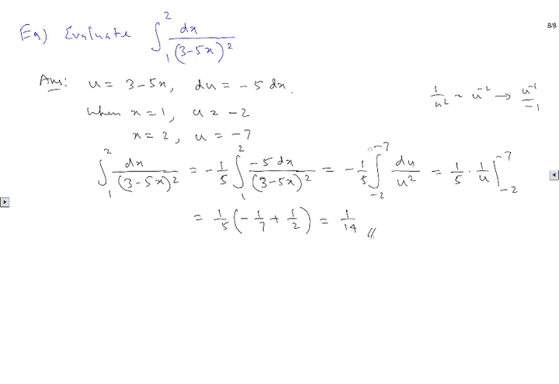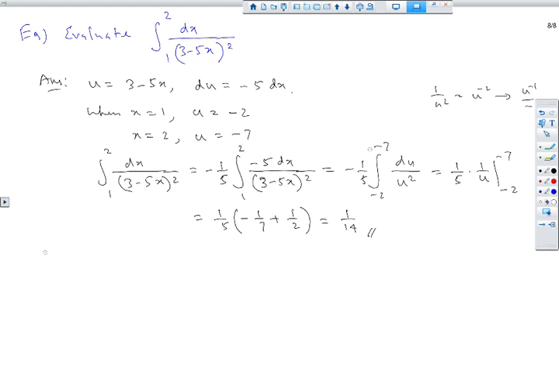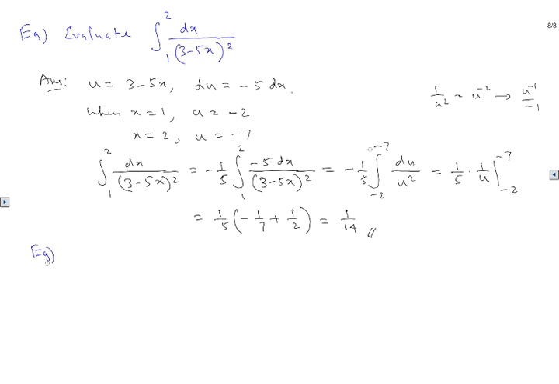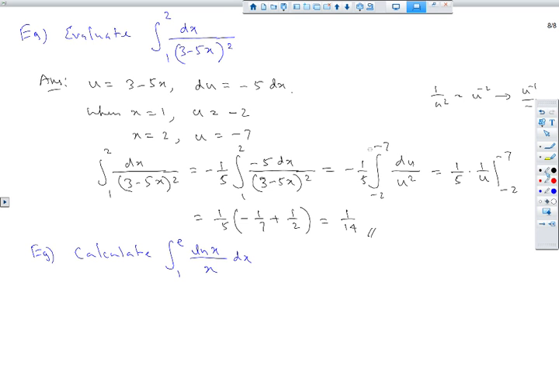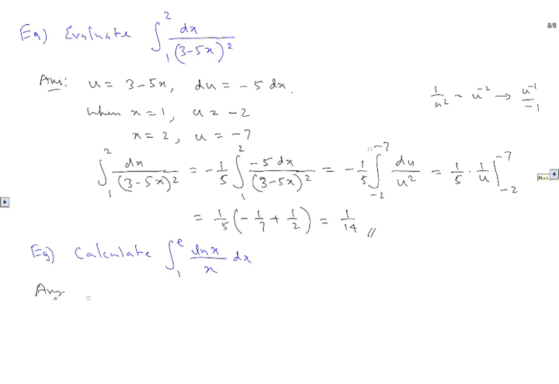So okay, let's do another last example of this type. Example: calculate the integral from 1 to e of ln x over x dx. So how about this one? This is an interesting problem. So let u equal what? What's the inside function? Do you see a function and its derivative?